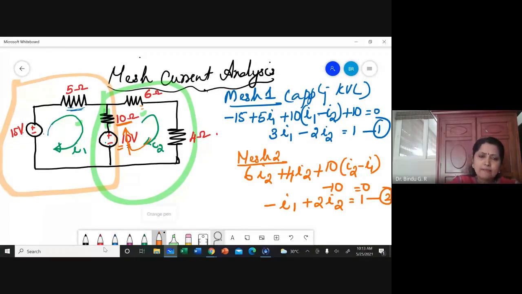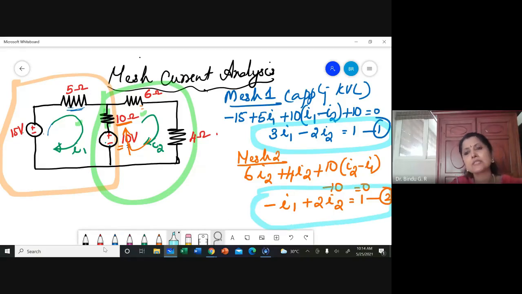I have arbitrarily taken I1 and I2 in a direction which I like. Conventionally, you always take it in the clockwise direction, but whichever direction you take, it's okay. I write the equation for mesh 1 and mesh 2, apply KVL, and get two equations, equation number 1 and equation number 2. On inspecting them, I understand that there are two unknowns, I1 and I2, and two equations, which by the substitution method I can directly solve, or I can even use a matrix formulation.